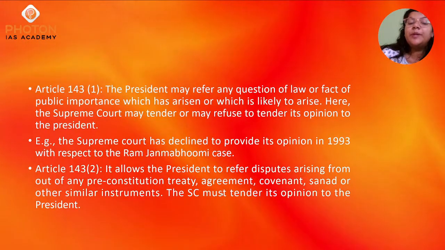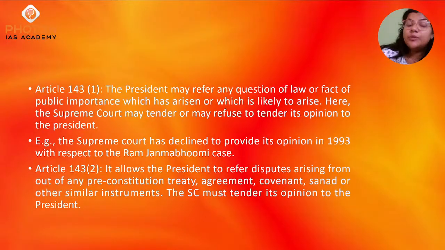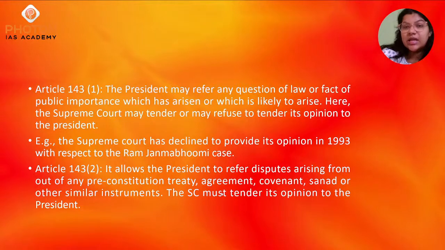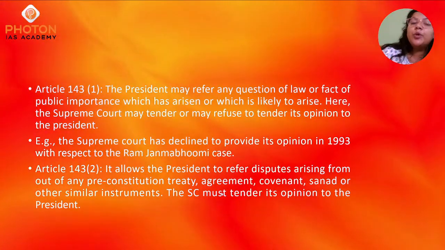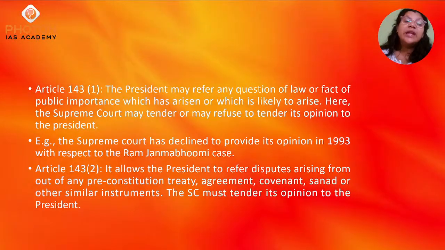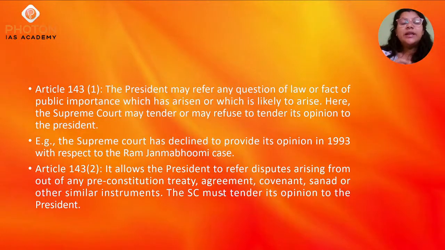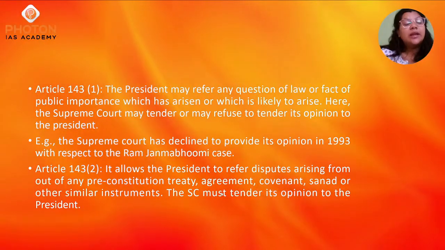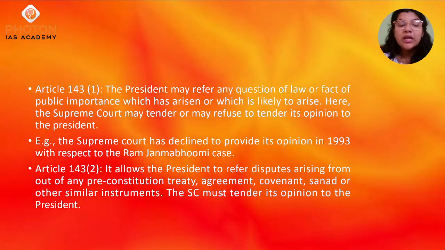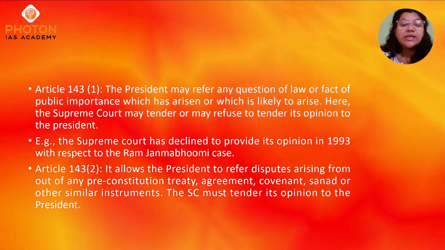So for example, the Supreme Court declined to provide its opinion in the 1993 Ram Janmabhoomi case. With respect to the Ram Janmabhoomi case, when the president asked certain queries which were relevant at that time, the Supreme Court denied to provide its opinion. So the Supreme Court can either provide or deny to provide an opinion in the case of a question of law or fact which is relevant to the time, which is of public importance at that period of time.